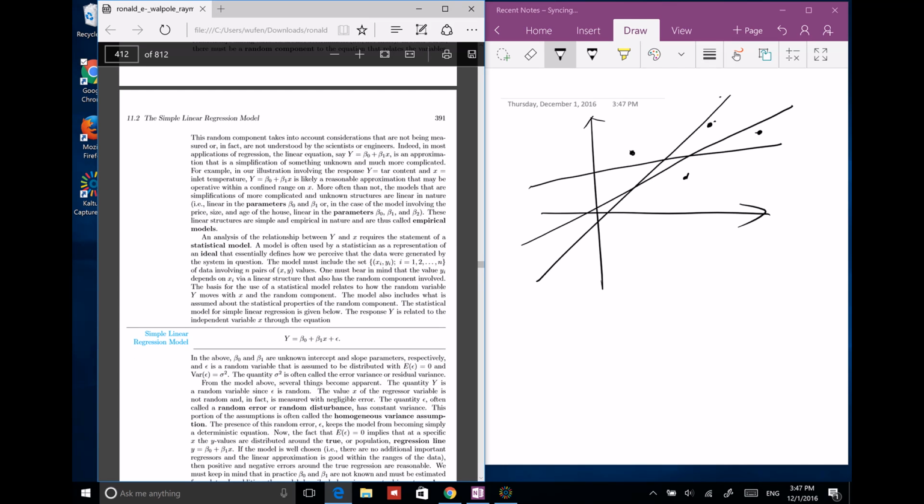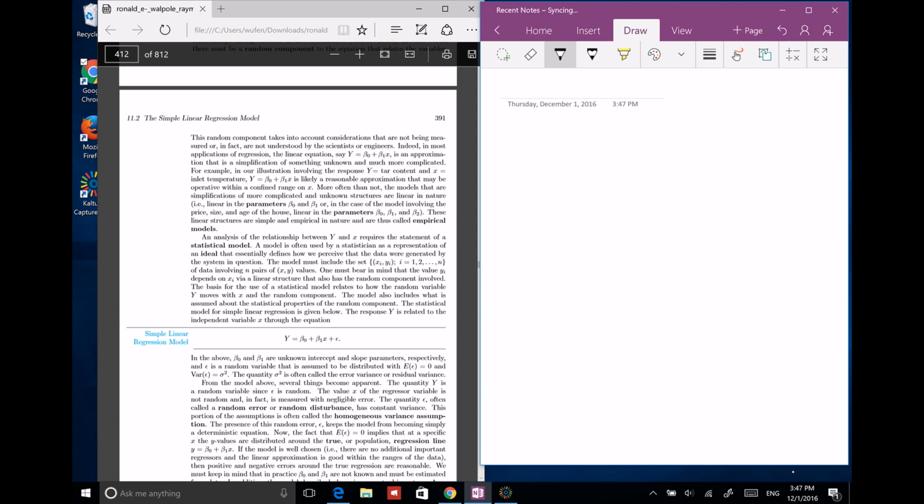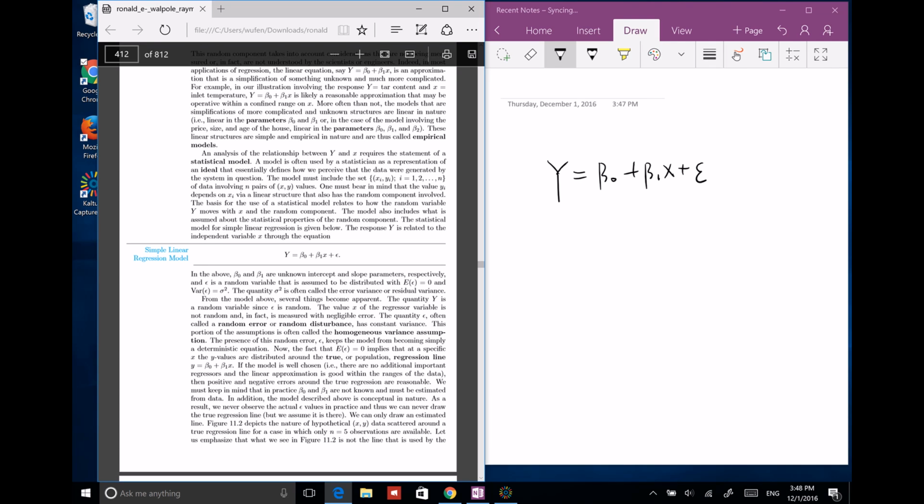The simple linear regression model is described as y equals beta 0 plus beta 1 x plus epsilon. In the above, beta 0 and beta 1 are the unknown intercept and slope parameters respectively, and epsilon is a random variable. That's just a distribution, a random error.